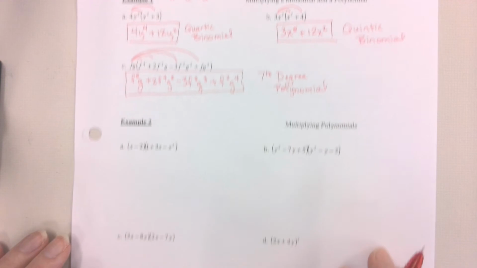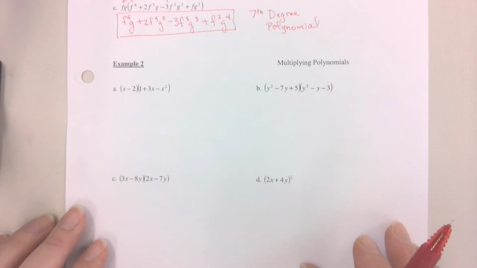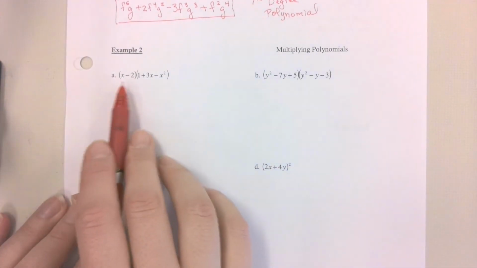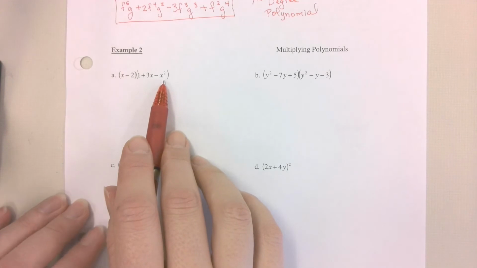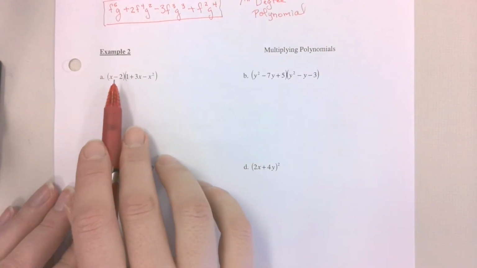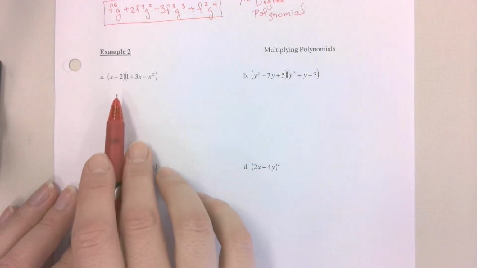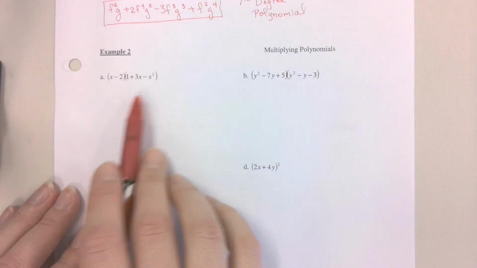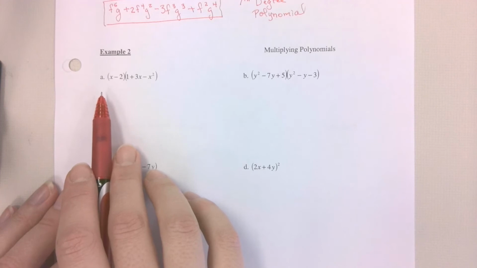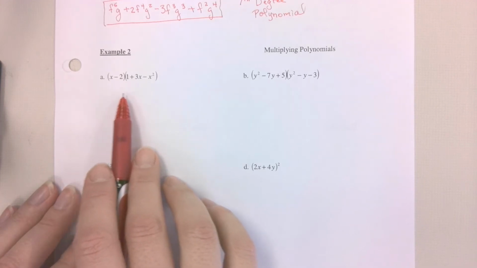All right, next we're going to get into something a little bit harder than FOIL. So you can see I have 2 terms times 3 terms. I can also see that these terms are out of order. So you have the option of rearranging them. I'm just going to multiply as it is and then clean it up. There are several methods for doing this. You can use a box method. You can stack them vertically. I'm going to go ahead and do this one where I just extend it out.